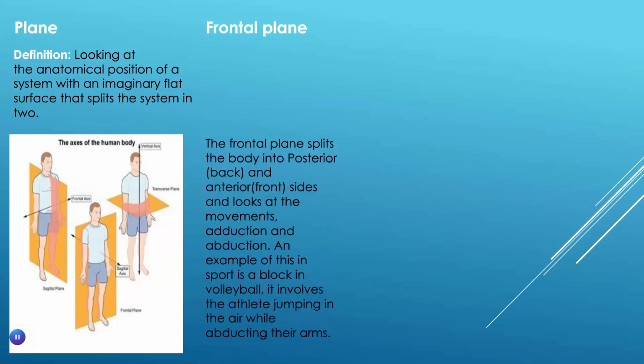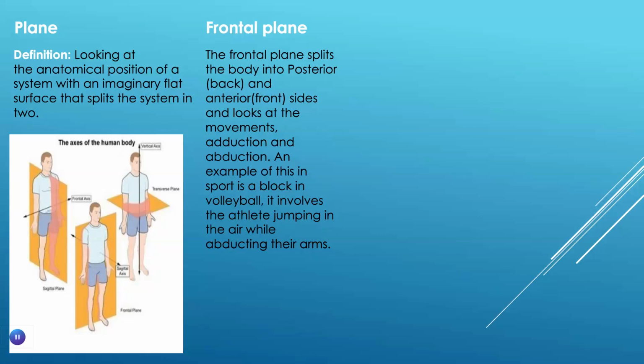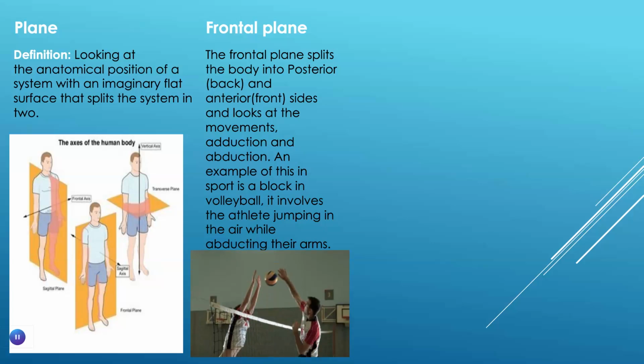The frontal plane splits the body into posterior, which is the back, and anterior, which is the front. The movements that occur at the frontal plane are abduction and adduction. An example of a sporting action in the frontal plane is a block in volleyball. A block in volleyball involves the athlete jumping in the air and abducting their arms by sticking them upwards during the execution phase. This is done to prevent a spike shot and send the volleyball back to the opponent's side.